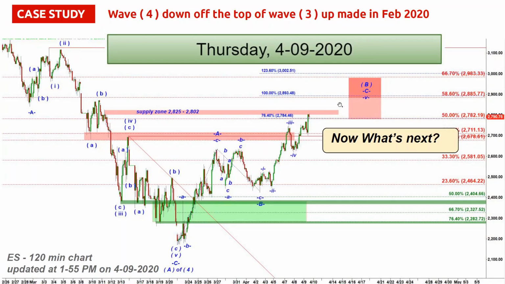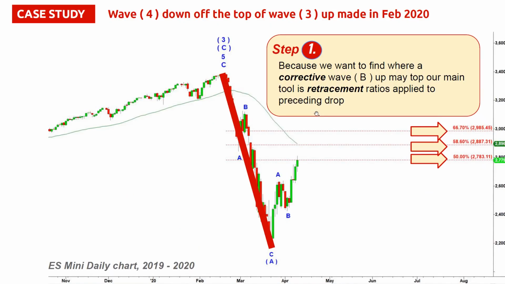Let's come back to the main question. So earlier I showed you my forecast from Thursday, April 2nd, and this is where I forecasted that the market would reach 2780. So now it's here, and you can see that ABC could be counted completed. And when you deal with a corrective move, let's go step by step. I'll show you how you can do it by yourself.